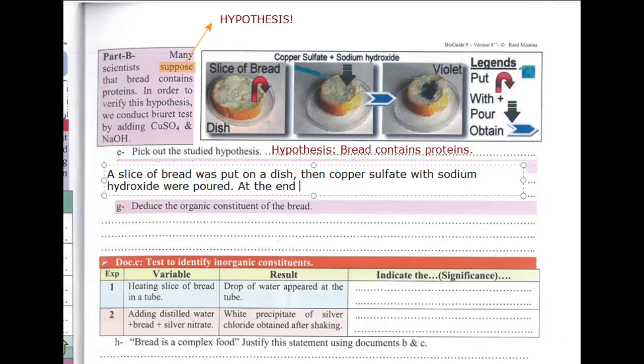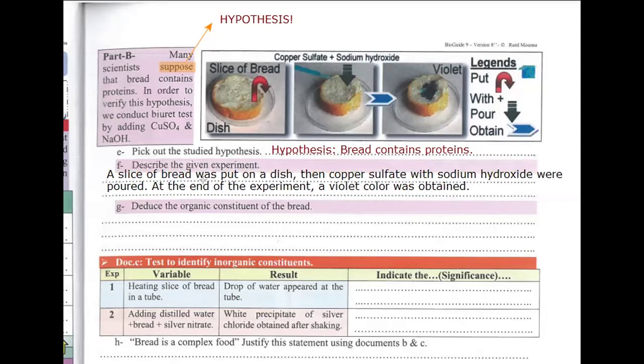At the end of the experiment, a violet color. شو هو البلو arrow؟ obtain، يعني was obtained. اوكي أنا هون عملت describe. To describe we put the verbs, we take them from the legend، تمام، and we put them in the past tense.